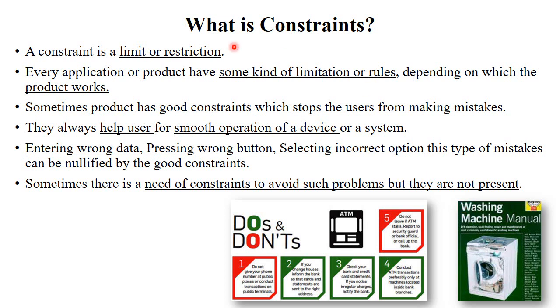So this manual is called constraints, meaning they provide particular limitations, rules and restrictions on the use of that particular application, right? If there are good constraints, you need to follow them because they stop the user from making mistakes. If you enter wrong data, press the wrong button or select an incorrect option, these types of mistakes can be avoided by using constraints. That's why every user needs to follow those constraints before using any application. Next.